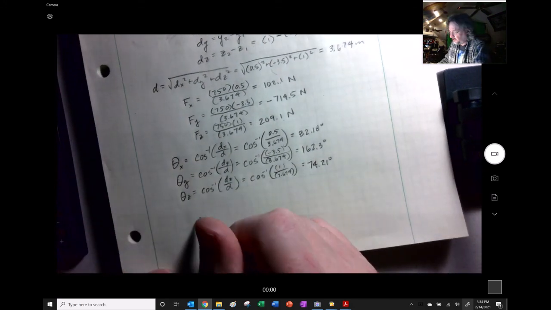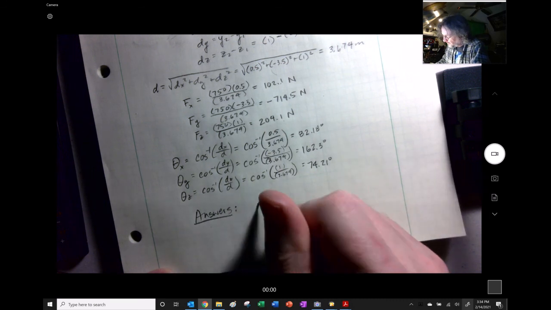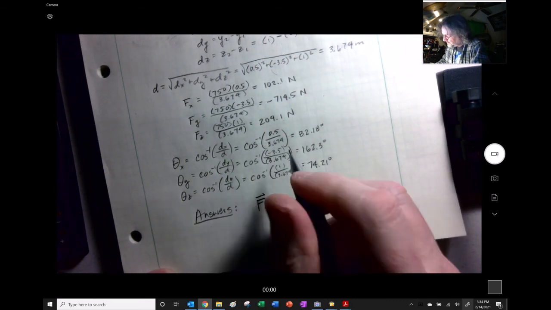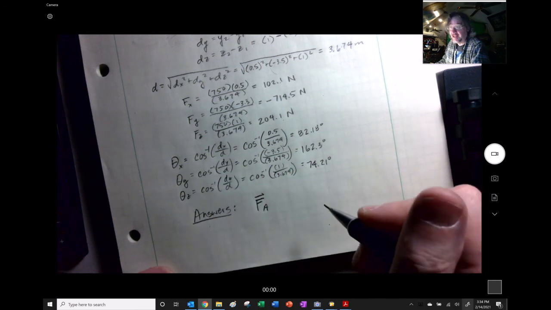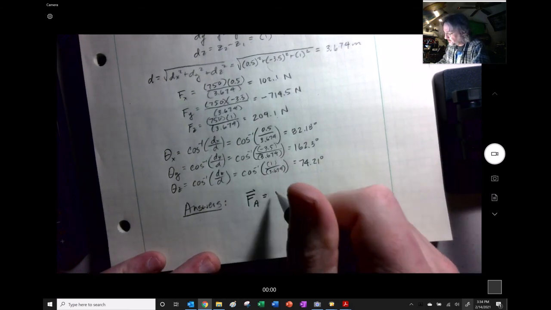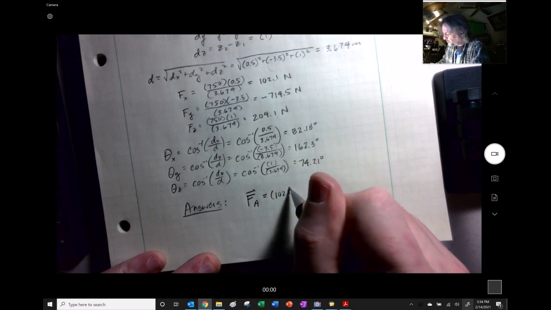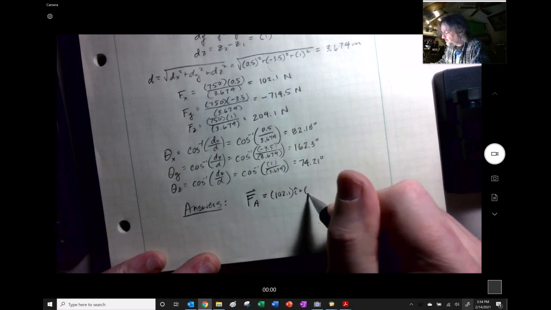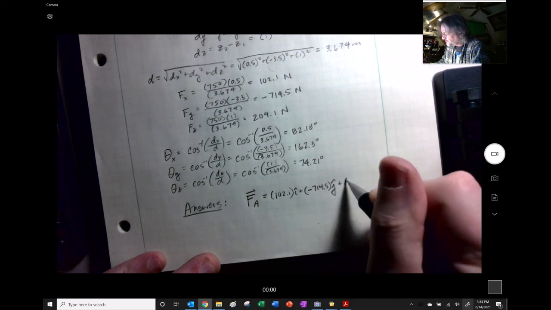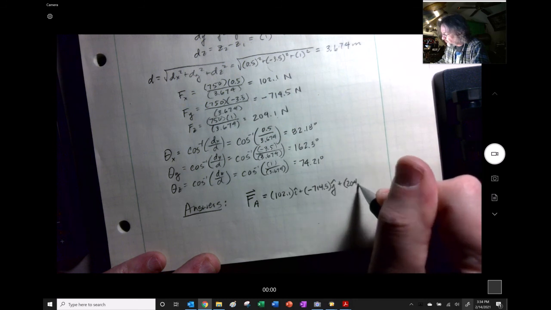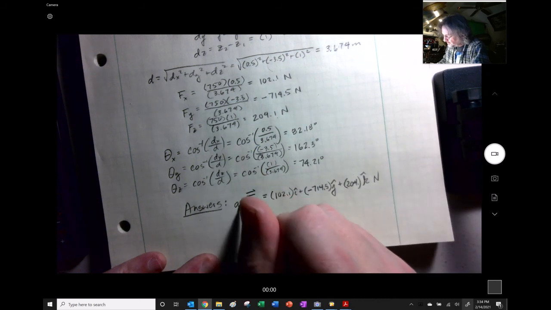So for the answers here, I'm going to write this out as the force acting on A. I think that's the best way to write it. The thing I want: 102.1 i plus negative 714.5 j plus 204.1 k, and these are newtons. So that was answer A.